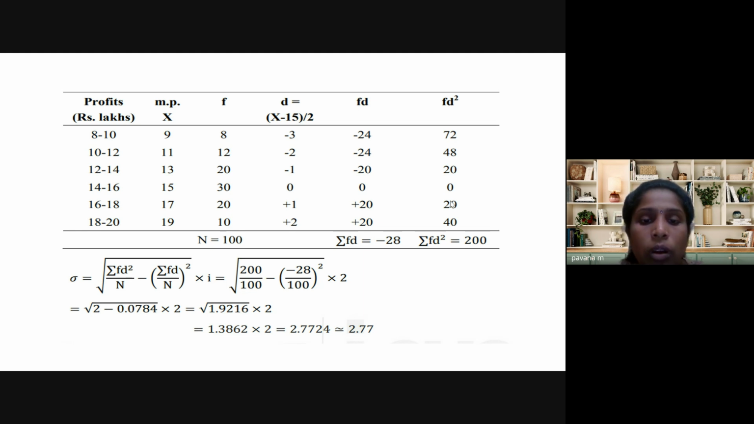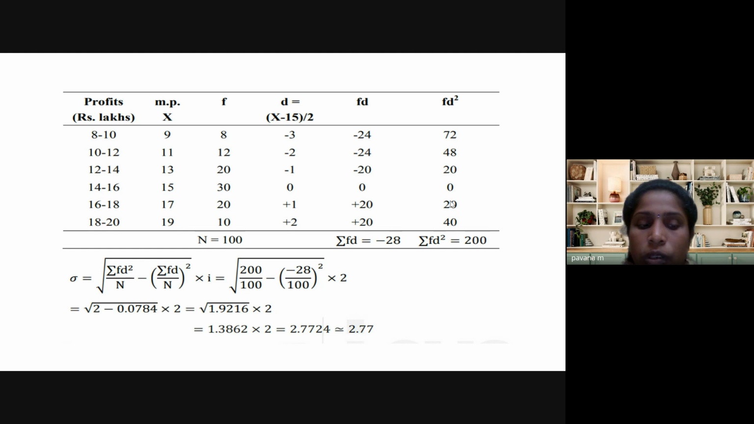Again, 12 into 2 square, which is 4, so 12 into 4 is 48. 20 into 1 square is 20. 30 into 0 square is 0. 20 into 1 square is 20. 10 into 2 square is 40. So sigma FD square is equal to 200.